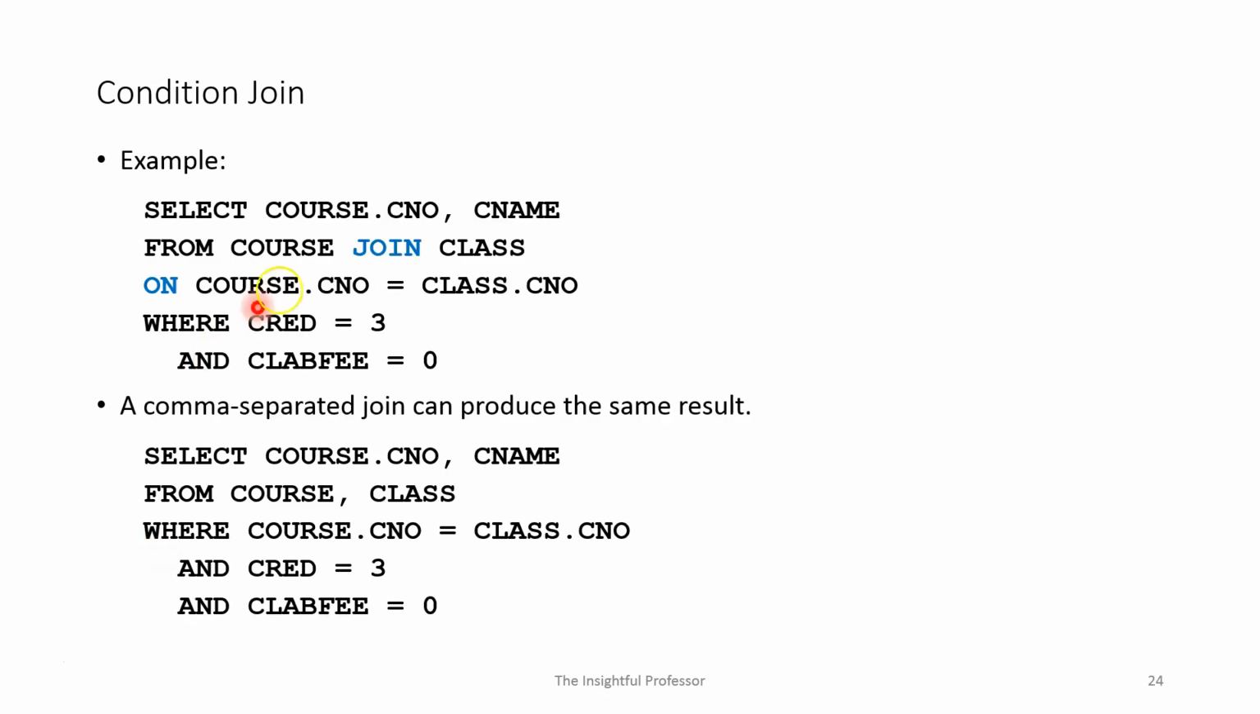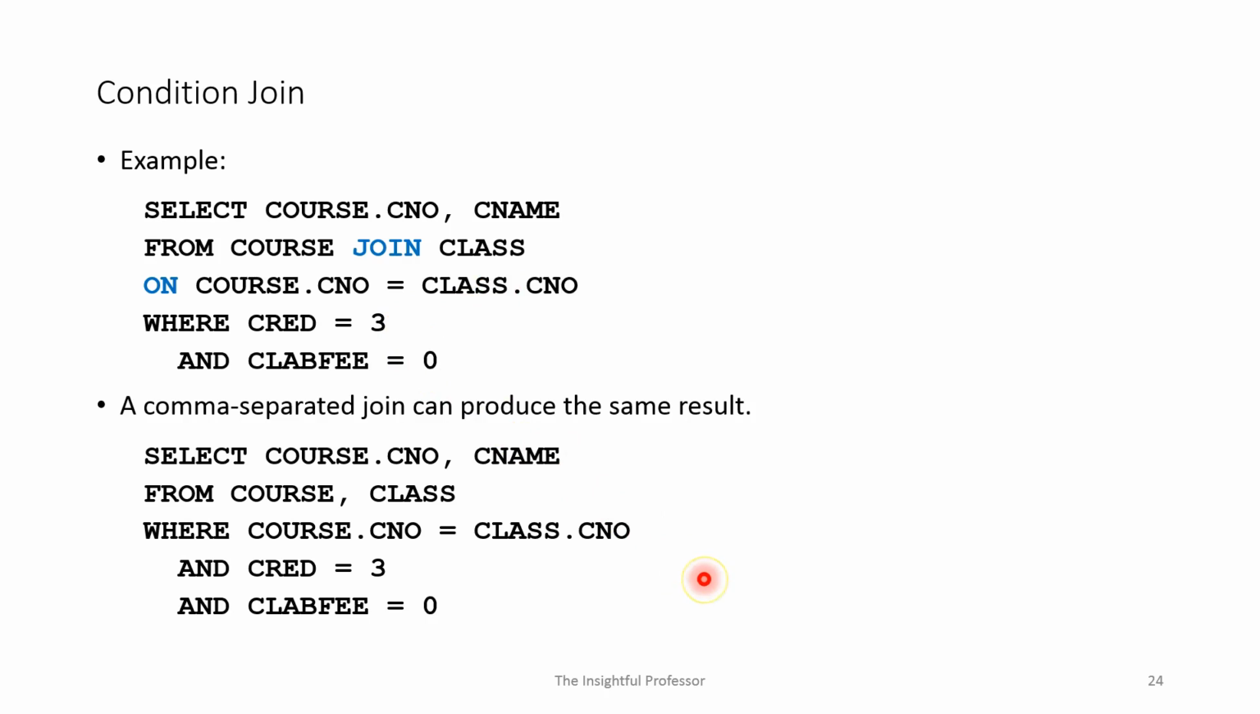So here's an example. We're saying select some columns from the course table, and we're taking course join class, and this is how we're going to do the join. The course number CNO, the course number coming from the class table, a CNO from the class table, and then these are the filter conditions.